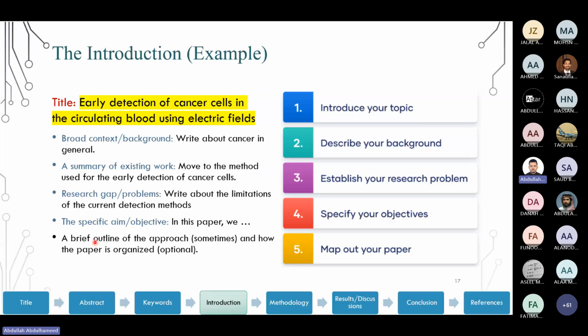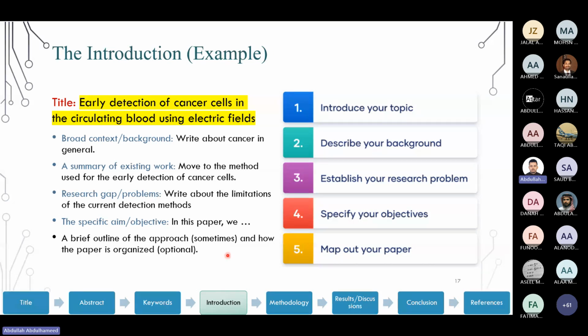Now you are in the introduction, right? You will say that in the following section, we discuss the methods that we use to detect cancer cells in blood, and in section 4, we discuss the results, something like that. You describe the structure of your paper. Because you have finished the introduction, you only describe the following sections, which are the methodology and the results. So this is the introduction.